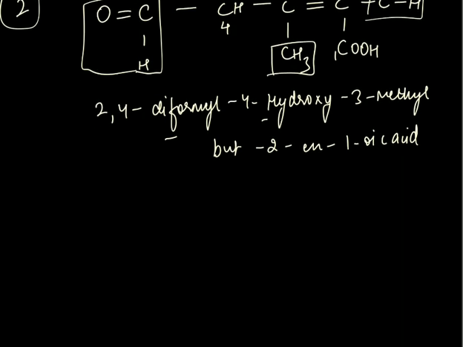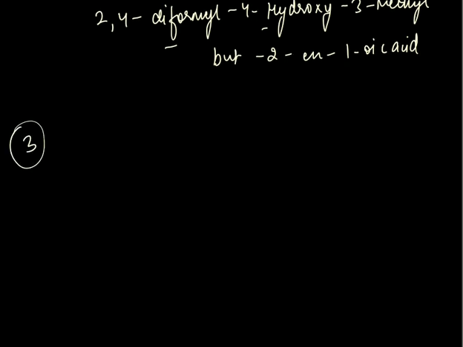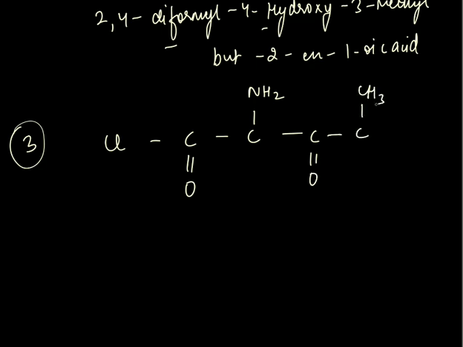Next, let's take this structure. You can see this is COCl. This is an alkanoyl chloride we are talking about. Let's add an amine here.